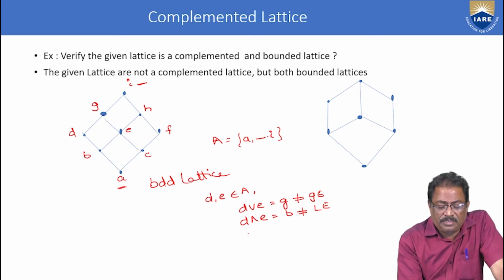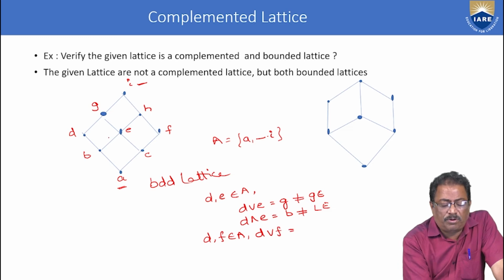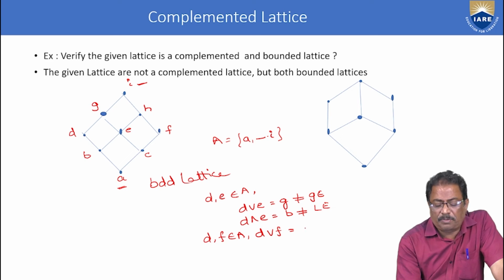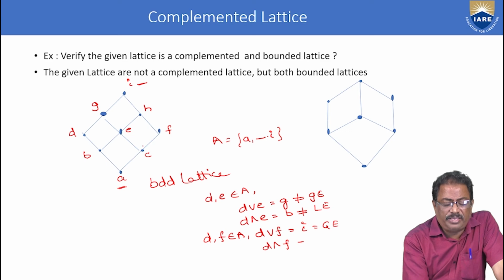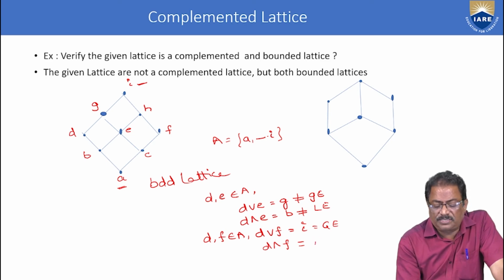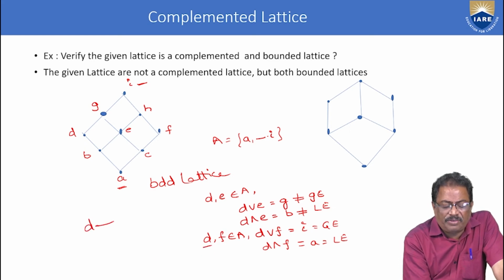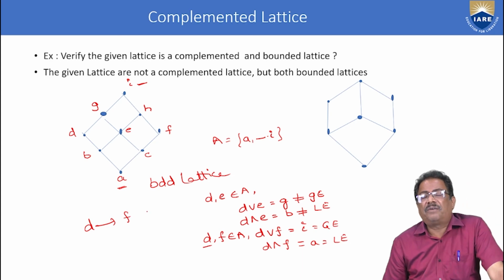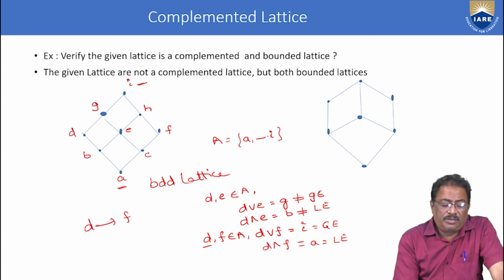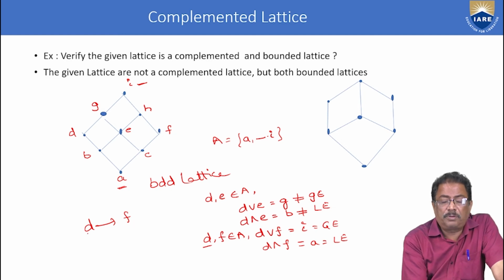Or else, suppose I take another pair of elements, let us say D, F belonging to A. What is the least upper bound of D, F? The least upper bound of D, F is I, which is nothing but the greatest element. And what is the greatest lower bound of D, F? Of course it is A, which is the least element. So I can say that D has a complement, and that complement is F. And of course F has a complement, which is D.